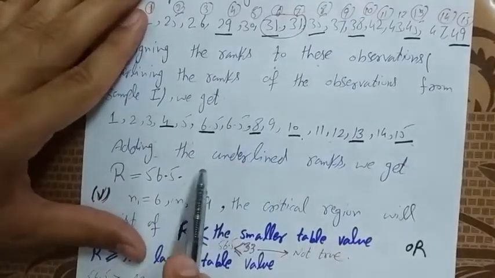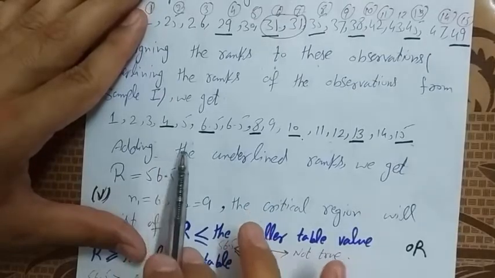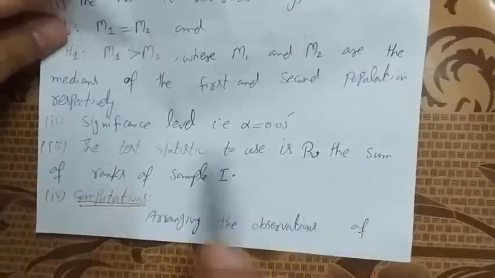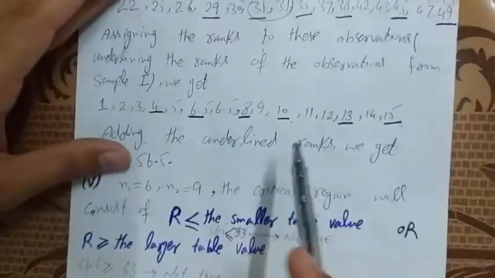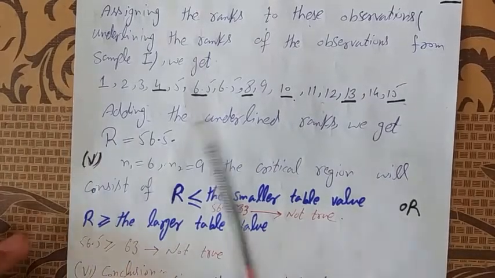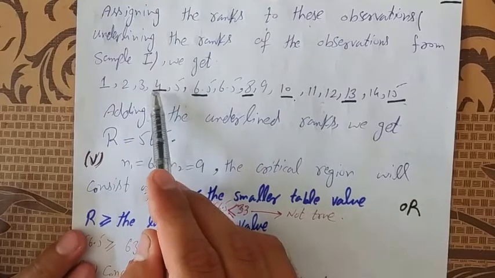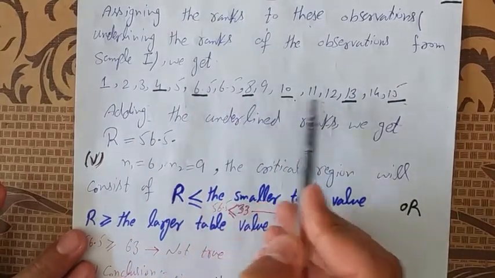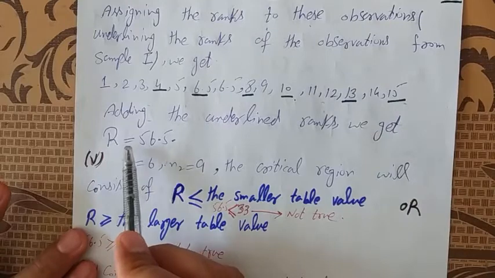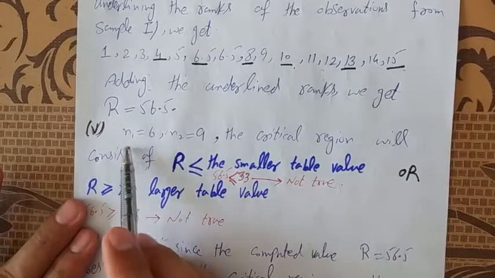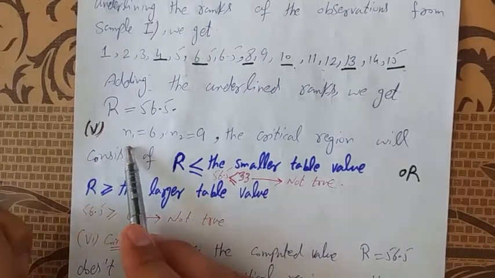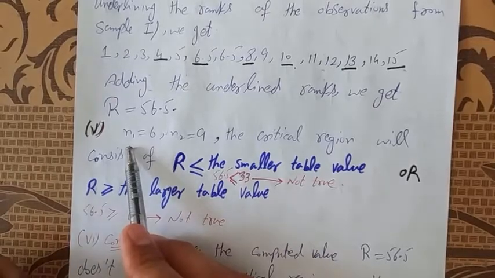Students, now in the test statistic we learnt that it is always the sum of the ranks of sample 1. Let's see, we add these underlined values, 4, 6.5, 8, 10, 13 and 15, and the result is equal to 56.5. And students, in the fifth step we find the critical region.